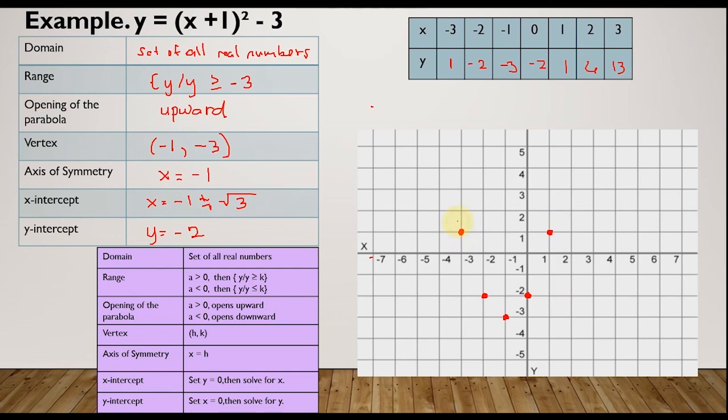Connecting the points, of course, I need to extend this one. And there we go. Put an arrowhead at the end of our line. And of course, make sure that here on the vertex, you create a U shape. You should not have a V shape, of course. Again, a U shape at the vertex. You need to make a smooth curve here on negative 1, negative 3. Now we have our graph.